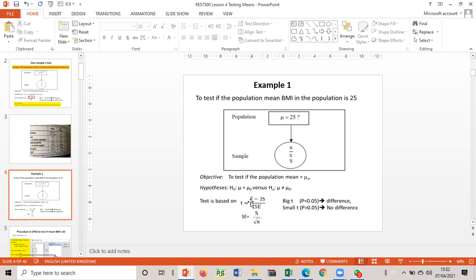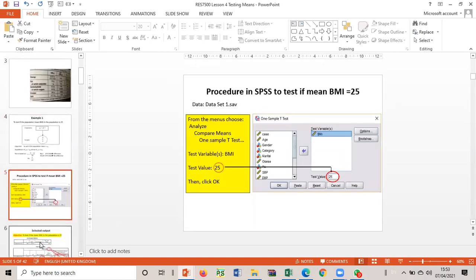If the X bar is far from 25, then t is going to be big. The p value will be less than 0.05, where you say it's no more 25. If the t value is small, then X bar is not far from 25, and you're going to say perhaps the mean is still 25. Okay, so let's do this. Open SPSS, on the file, data set one.